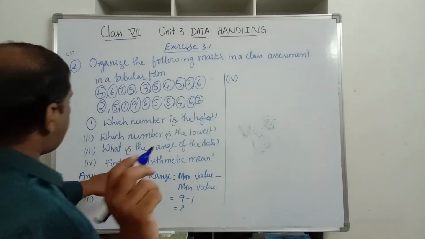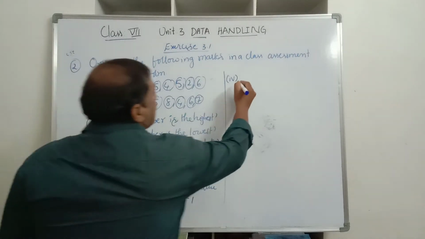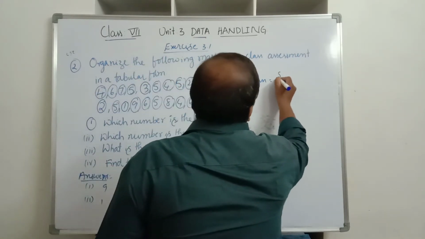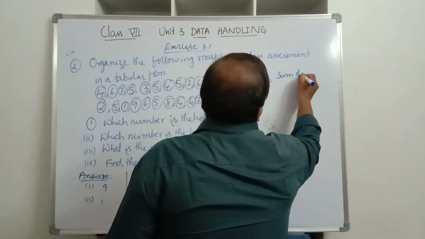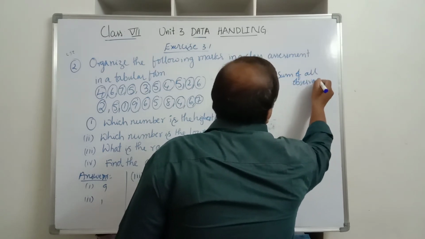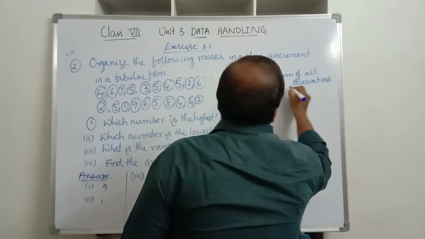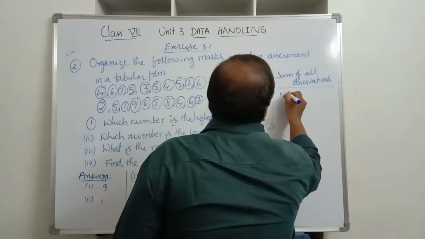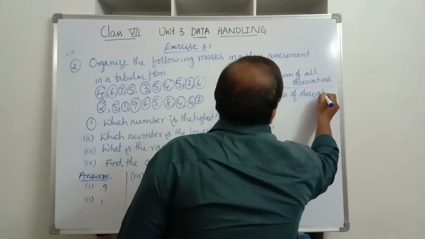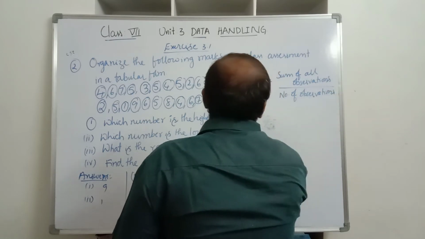Now find the fourth bit. Find the arithmetic mean. So mean is equal to, what is the formula for mean? To calculate mean, it is the sum of all observations divided by the number of observations. So write the formula and add all the marks.